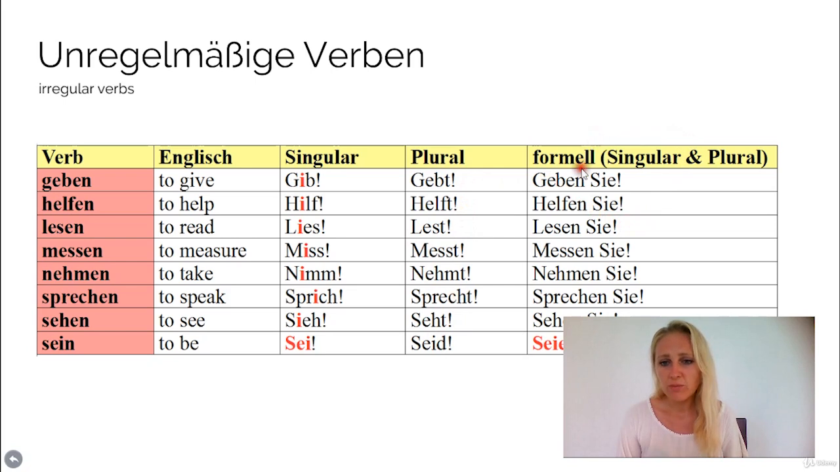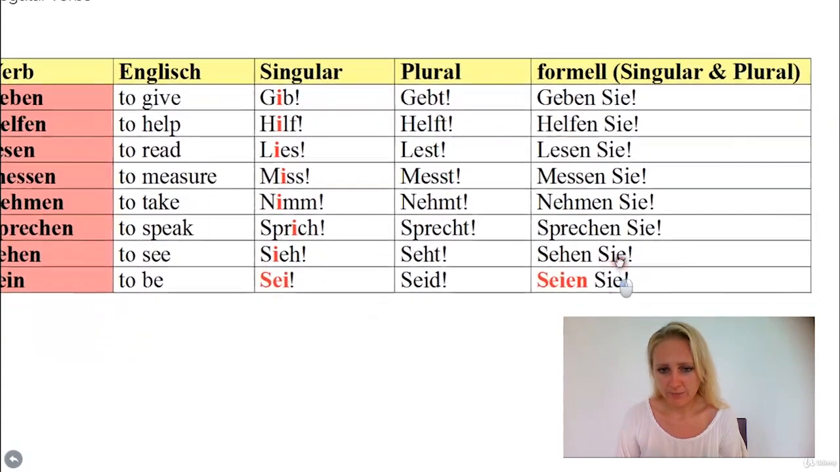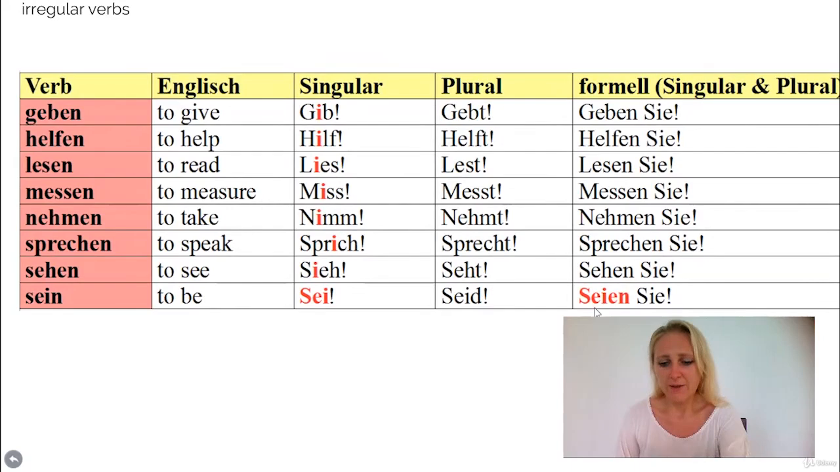Here we have the formal way. Again, nothing changes. You just need the normal conjugation for the third person plural, which is they or you in the formal way. So as you see, nothing changes here, except for seien Sie. This is irregular, so it's seien Sie.